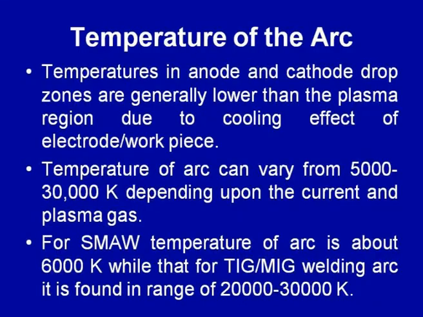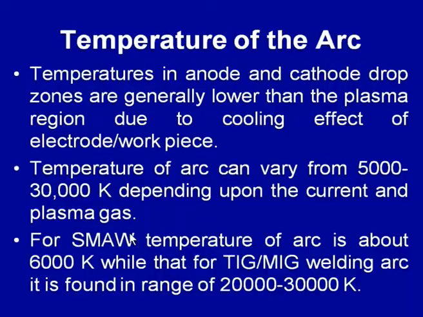The temperature in general can vary in the arc region from 5000 to 30,000 degrees centigrade, depending upon the type of welding process being used, the welding current being used, and the plasma gas being used. For example, application of helium gas results in a higher arc temperature as compared to the case when argon is used, and this is because of the higher ionization potential of the helium gas.